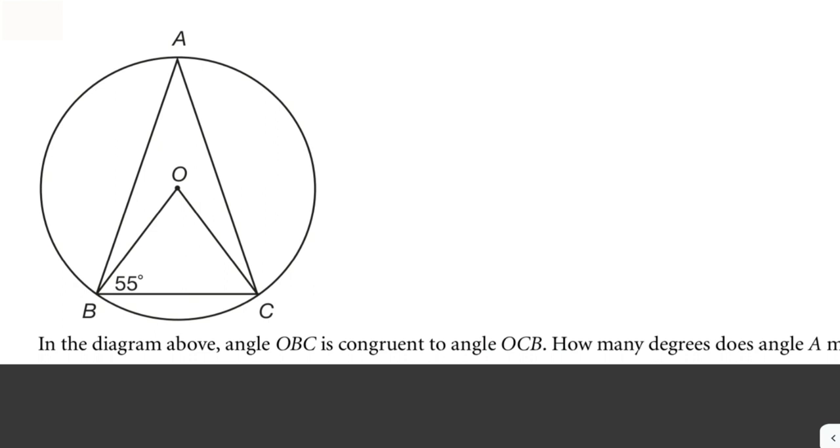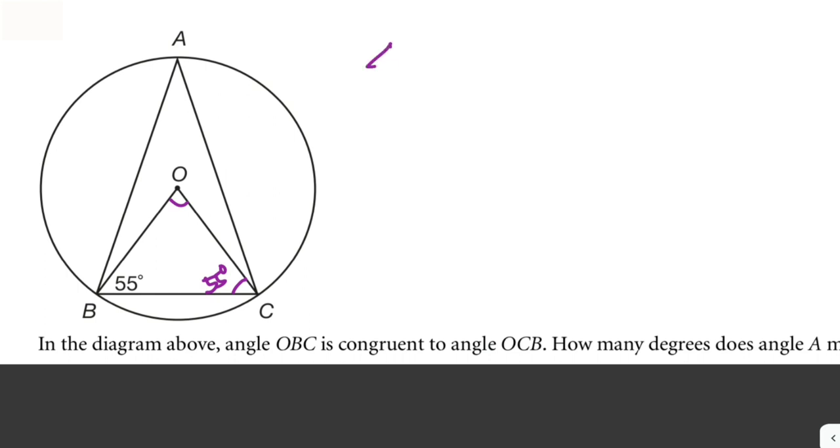We have triangle ABC and triangle OBC. Since angles OBC and OCB are congruent, both angles are equal to 55 degrees. So this is also 55 degrees. Therefore, the third angle here, angle O or angle BOC, can be calculated by subtracting the sum of the two given angles from 180 degrees, which is the total measure of the angles in a triangle.